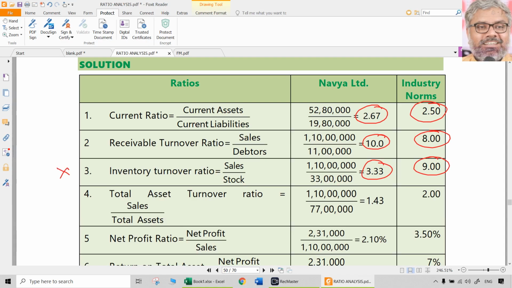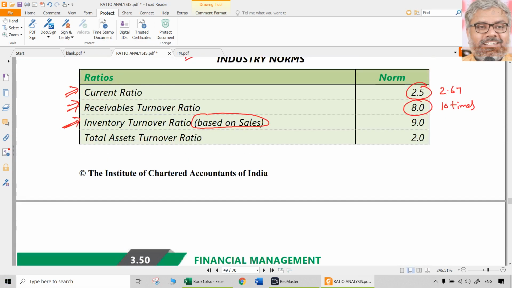It is keeping too much stock, excessive stock, following a conservative inventory policy. Whereas the industry norm is 9 times, it is only able to turn over its inventory 3.33 times in the year. The third one, Navya Limited, is a little lagging behind the industry norm.